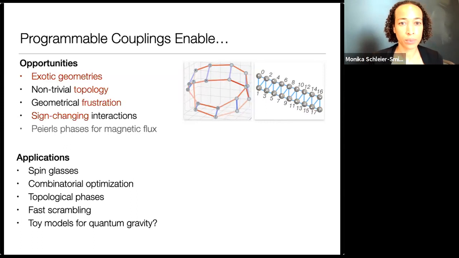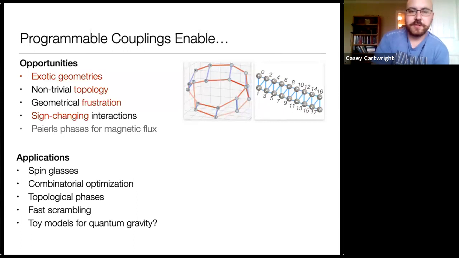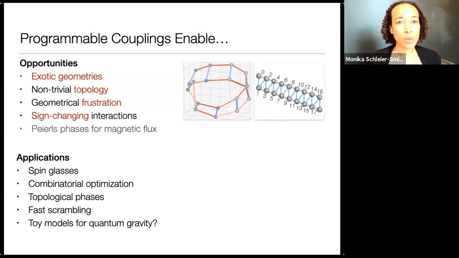Casey? Yeah, I had two questions. Could you do this in such a way that you end up triangulating the surface of a sphere? Yeah, so I think in principle you could do that. The biggest challenge for us probably has to do with how many sites you need to have a reasonable approximation to the surface of a sphere.